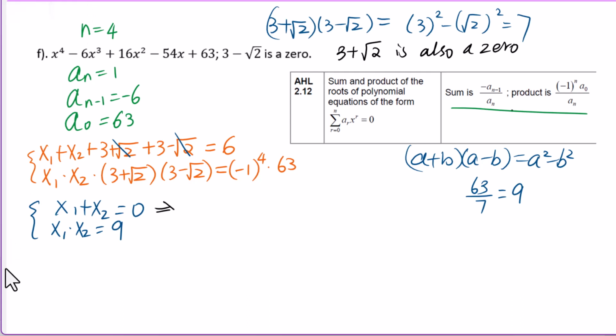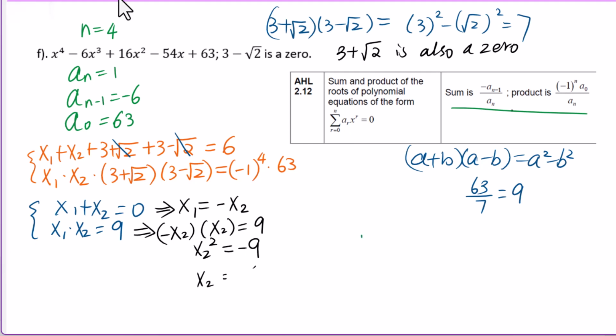From the first equation, we can get x1 equals negative x2. Then we plug into the second equation. Negative x2 times x2 equals 9. x2 squared equals negative 9. x2 equals plus or minus the square root of negative 9, which is plus or minus 3i.